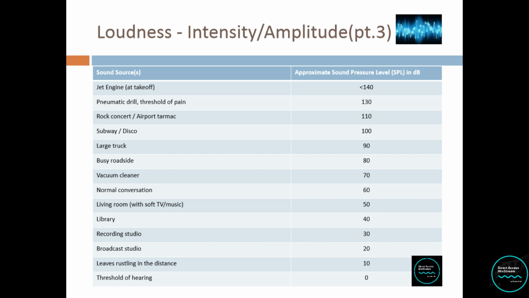When you go to a recording studio, the standard is actually a little bit higher. It's about 20 plus 30 dB. We round it up to about 30 dB.